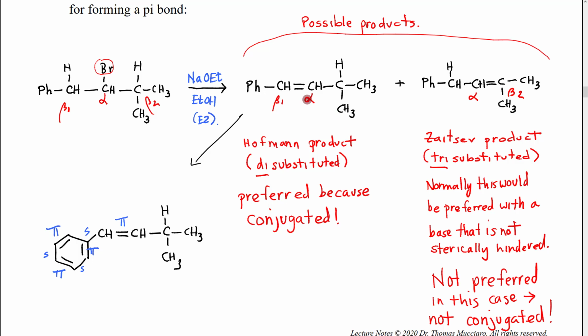It turns out that in this case, the conjugated product, against Zaitsev's rule, is actually the preferred product, because conjugation adds more stability than just adding additional carbon groups.